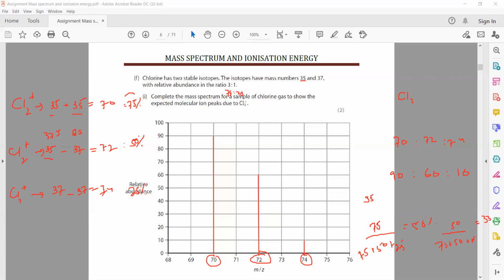So 33, and the last one, that is 25. So 25 divided by 150 is equal to 16%. So you can use these numbers also. You can use 50%, 33%, and 16% as the relative abundance, and that will be the right answer. The exact one is 90, 60, and 1.